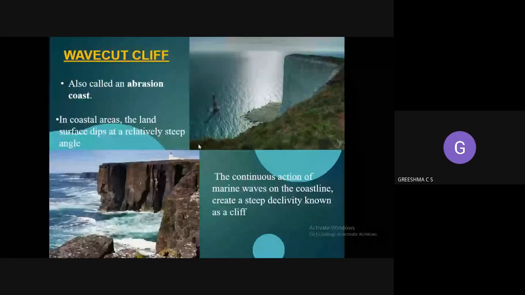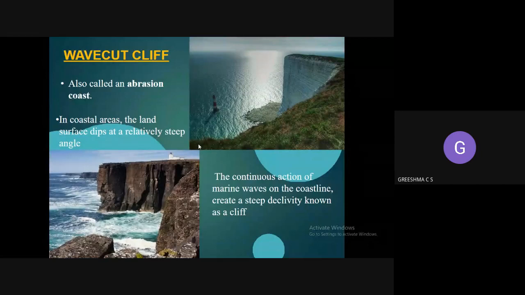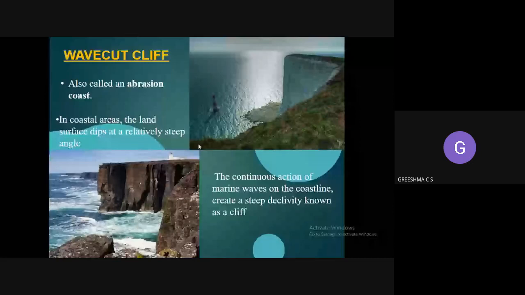Next is cliff. Okay. So prior, just see the picture. So what do you mean by a cliff? So this is what a cliff is. So cliff is very important. Okay. You should understand this.